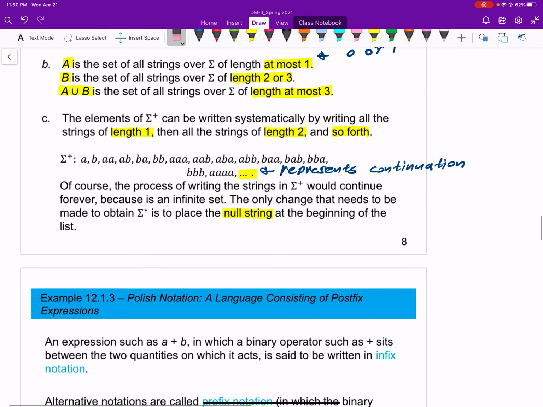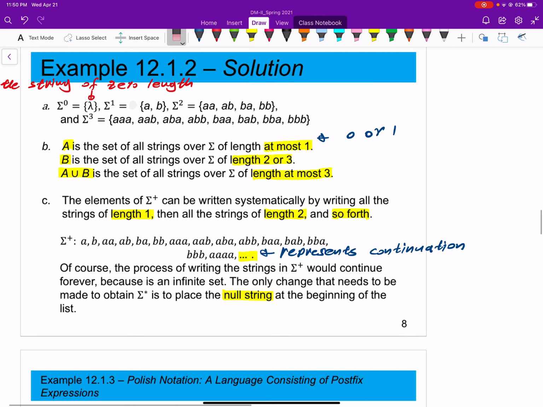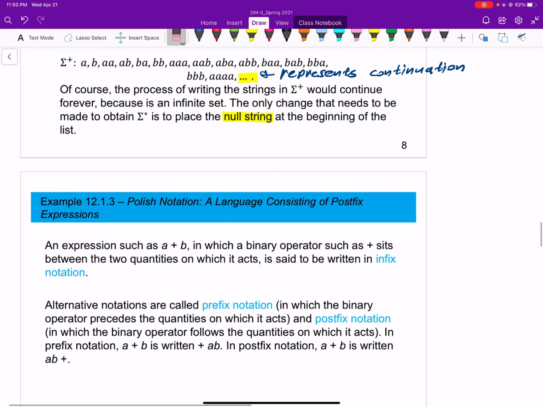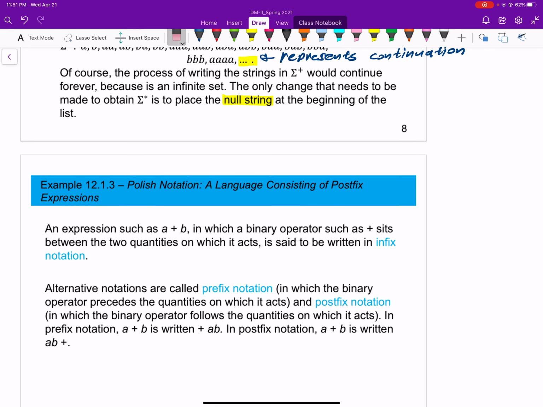All right, that is the end of the example, and let's move to example 12.1.3. Here we are going to learn Polish notation. Polish notation means a language consisting of postfix expressions.